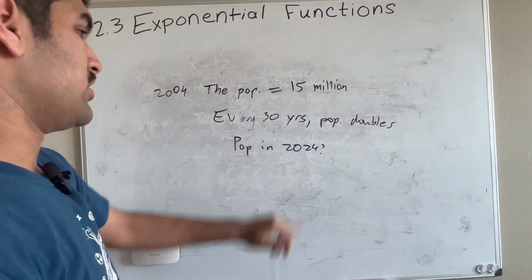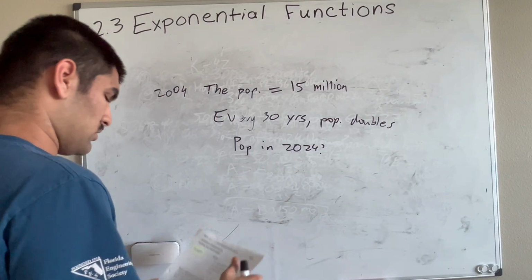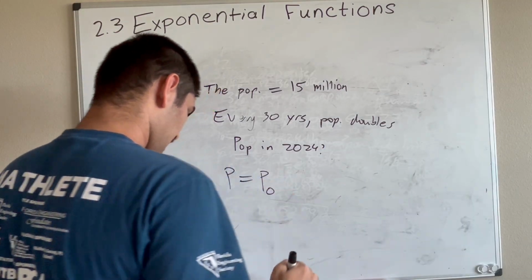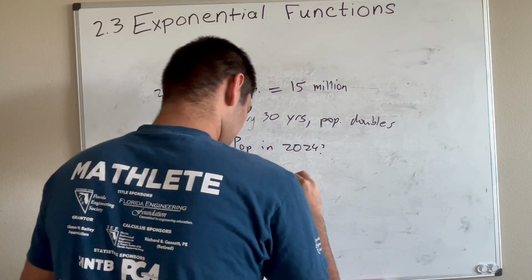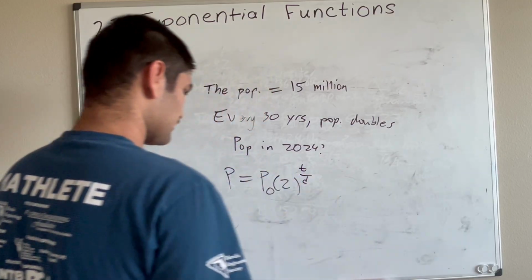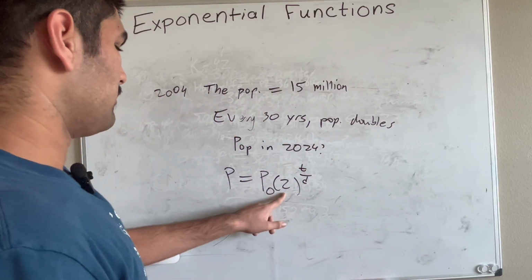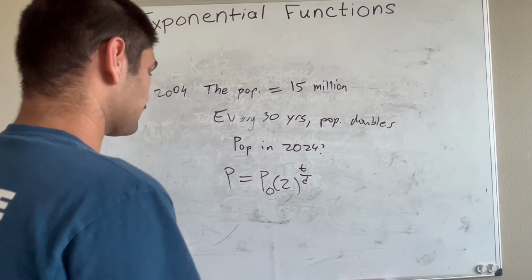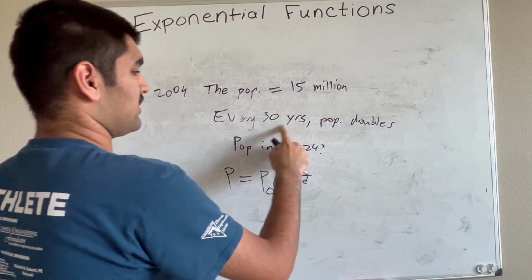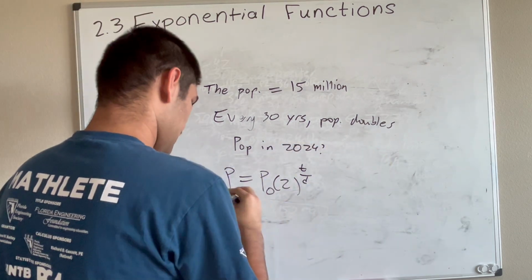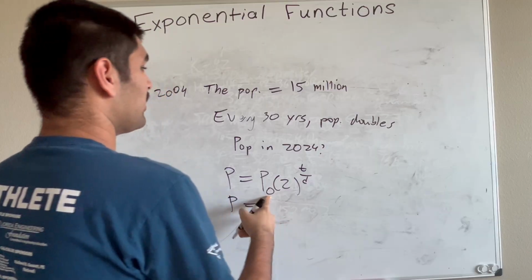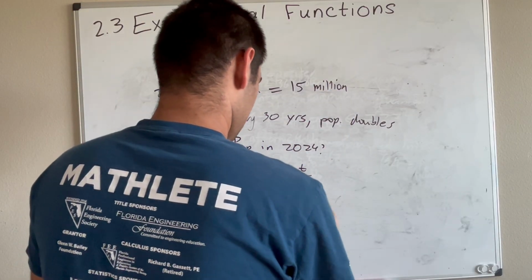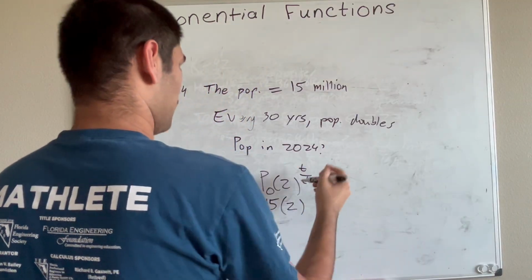So clearly that's 20 years, right? So the general equation for population growth is P equals P naught times 2 to the power of T over D. D is the time it takes for the population to double, right? And they tell us that every 30 years the population doubles. P naught is our initial population, so 15 million. And then we want the population after 20 years.